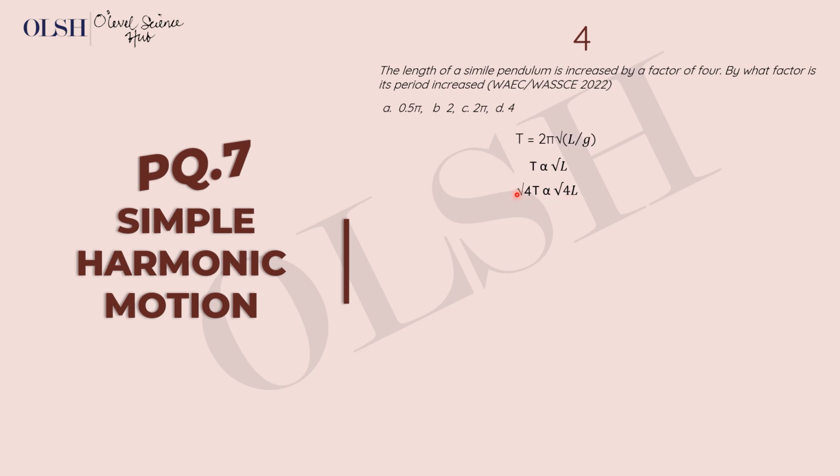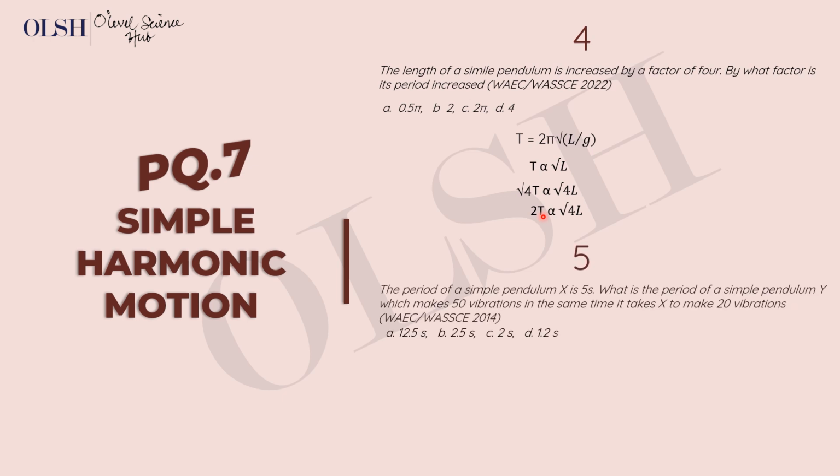So after we've done that, of course, this is the same as 2T proportional to root 4L, which means the period is going to be increased by a factor of 2. So the answer is B. We can easily get that from this whole equation. So let's move on to question number 5.